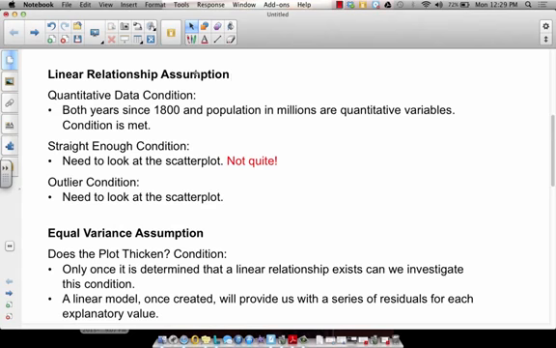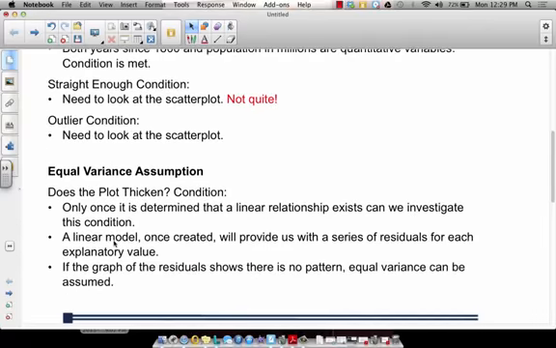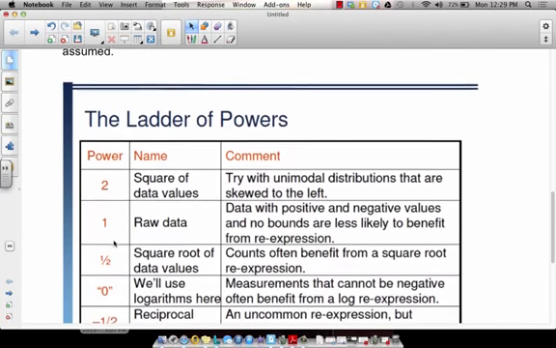If I don't meet the linear relationship, there's no reason to deal with equal variance. So what we did in my example was kind of extraneous. It was extra work. There was no reason to do that, but I wanted to make sure that you saw through the residuals that this was not going to work. So now where do we go from here? What do I do? Well, we take a look at the ladder of powers.